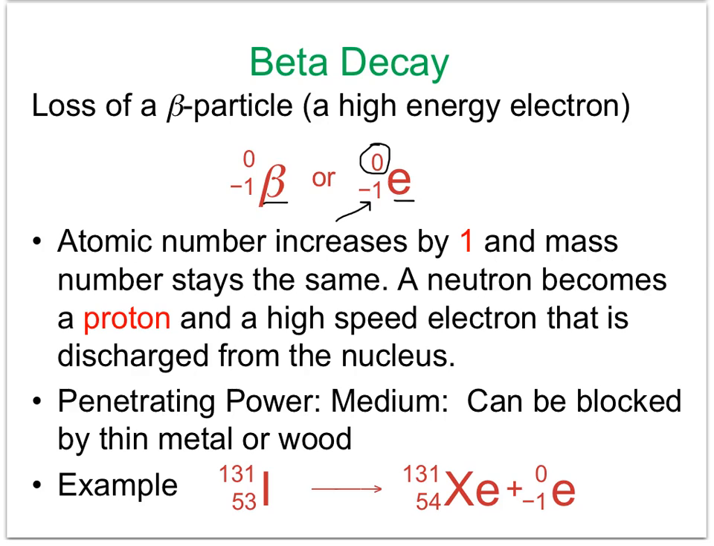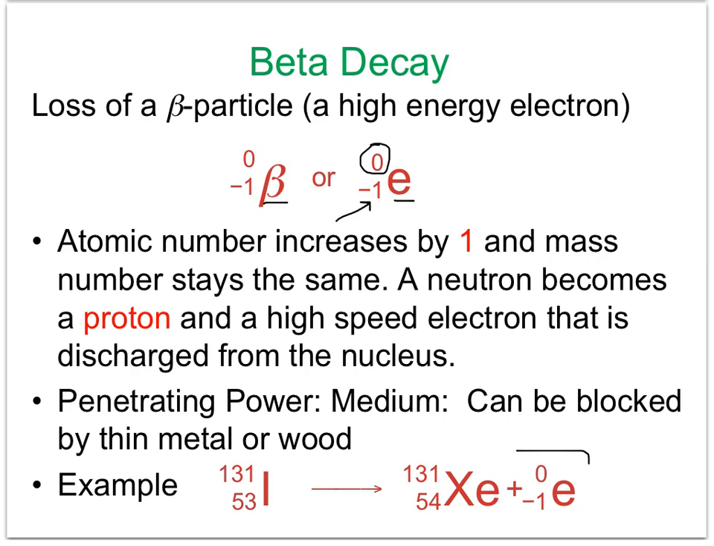The penetrating power is a little bit more intense for beta particles. They move faster, and so they're a little more dangerous. We need something more substantial to block them, and so thin metal or wood is usually what we would use. In this example, you can see that iodine is going through beta decay.